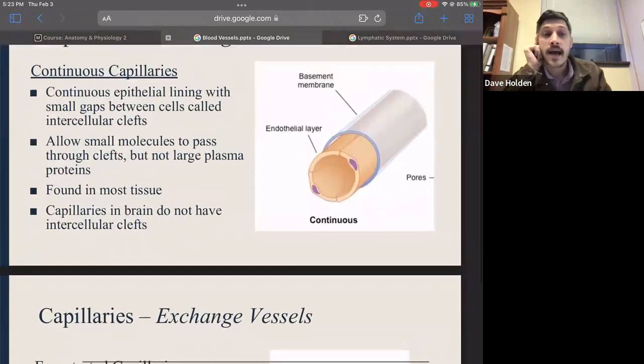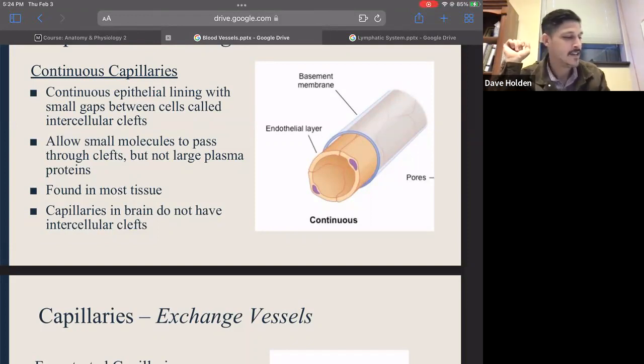Interesting point, capillaries in the brain do not have intercellular clefts. So you can't just slip out of the blood vessel into the brain. You remember the blood-brain barrier? That's what that is. You can't just slip out of the blood vessel and end up in the brain. No, my dear, no, that's not how this works. You get caught in the brain without proper identification, those white blood cells will kill you on sight, like dead, shot in the street.